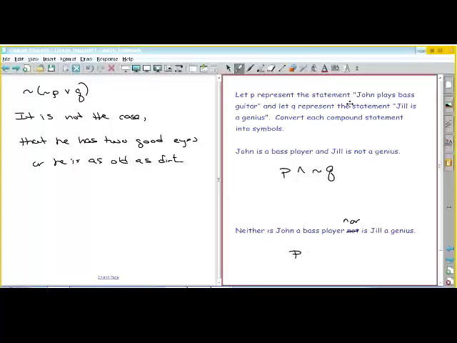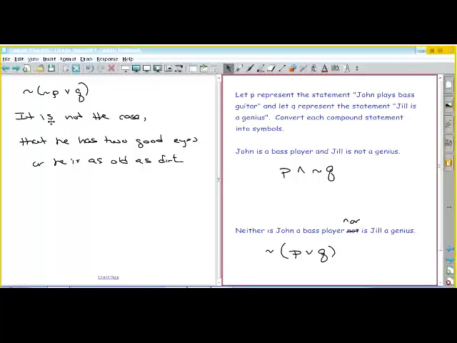In this case, without the "neither" on there, you would have John is a bass player, which is the same as the original statement, and Jill is a genius, which is the original statement. I'm using the or, so I would use this upside down V, and then I would put it in parentheses with the negation out front. So that's another way of representing a negation. The easiest way to do it is this way, and this is what I'd expect. If you ever have to go the other direction, just say it is not the case.